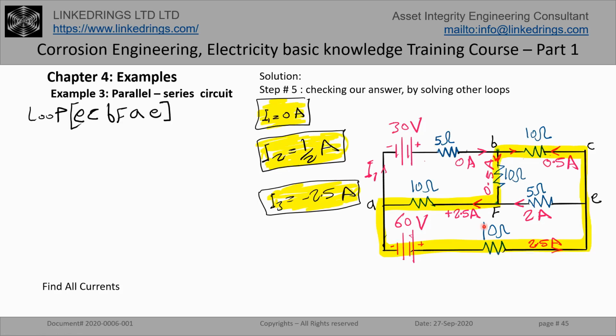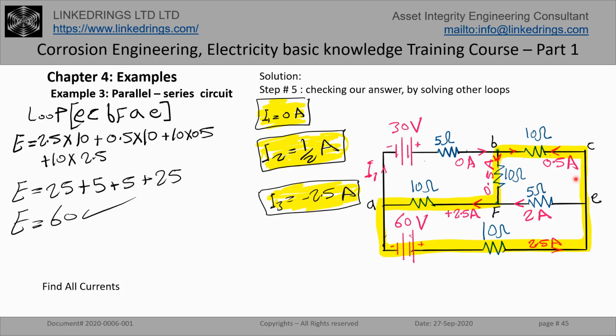Now, let's make a checkpoint. We need to confirm that our solution is correct. So let's take another law, this yellow highlighted loop: E, C, B, F, A, and again E. So it's this direction. So 60 equal to 2.5 times 10 plus 0.5 times 10 plus 0.5 times 10 plus 2.5 times 10.